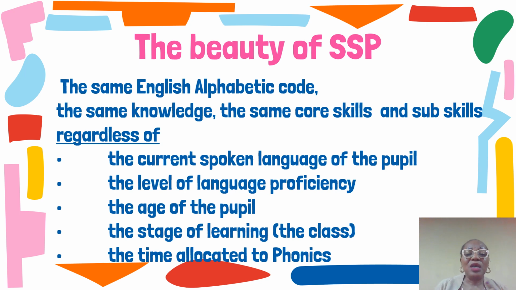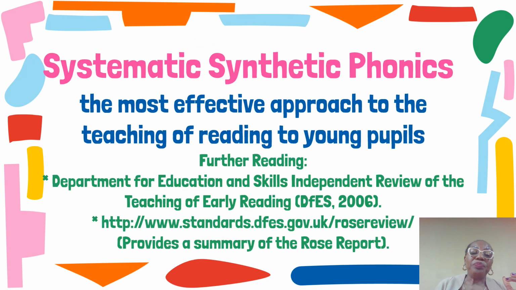So the beauty of SSP is that it is the same English alphabetic code that is used, the same code knowledge, the same core skills, the same sub skills, regardless of the language that the student speaks, the level of language proficiency, the age of the student, the stage they are in learning, or the time that the school has allocated to phonics. Regardless of that, SSP is still very efficient, and the student can learn to read very quickly. SSP is the most effective approach to teaching reading to young pupils, and you can read more about the Sir Jim Rose report on the link provided here. You can read a summary of that report on that page.